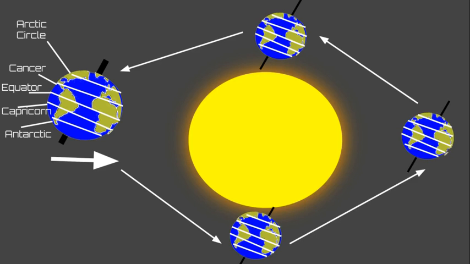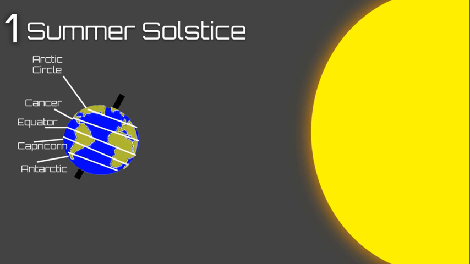Now, depending on where the Earth is in its orbit, its rotation around the sun, that tells where the most sunlight will be. And we'll start by labeling each one of these little stations 1, 2, 3, and 4. So number 1 is the summer solstice.